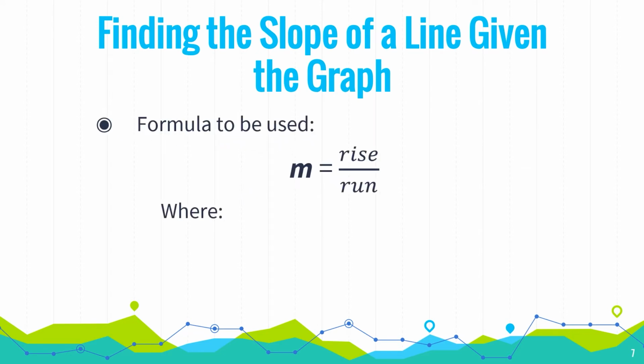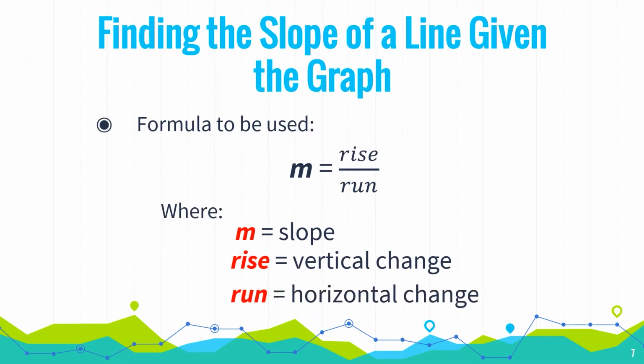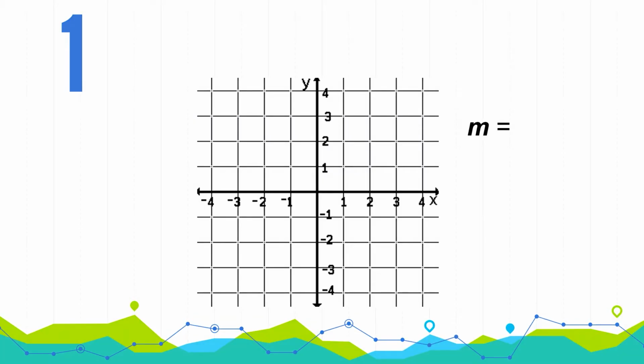The formula to be used is m is equal to rise over run, where m is the slope, rise is the vertical change, and run is the horizontal change. Let's have some examples. For example number 1, given the points located at -1, -2, and +3, +1, when these two are connected, it will form a line. So to find the slope of this line, we're going to use the formula rise over run.